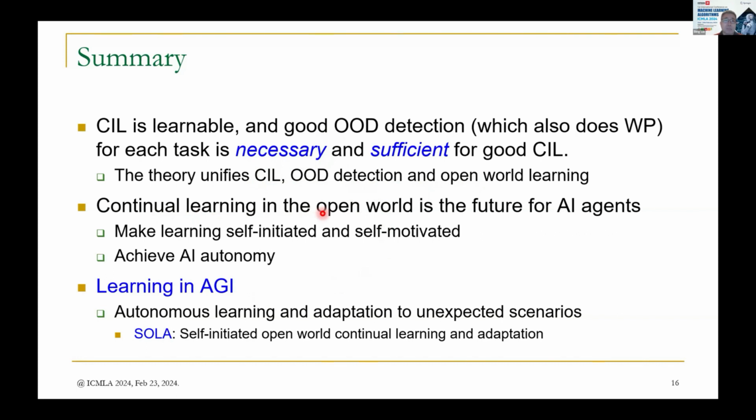If you want agents to face the real world and be able to handle things by themselves, you need them to be self-initiated and self-motivated in order to achieve this autonomy. Again, this is the same thing as I said about AGI. We believe learning AGI should be in the same fashion as well. So we propose this thing called SOLA, self-initiated open world continual learning and adaptation. This was published last year in AI Magazine. This is essentially a position paper, basically saying we need to go this way.